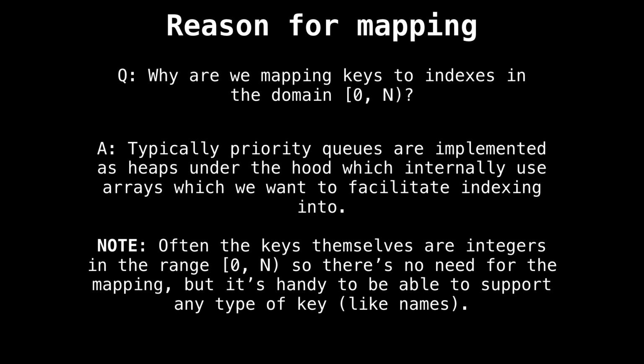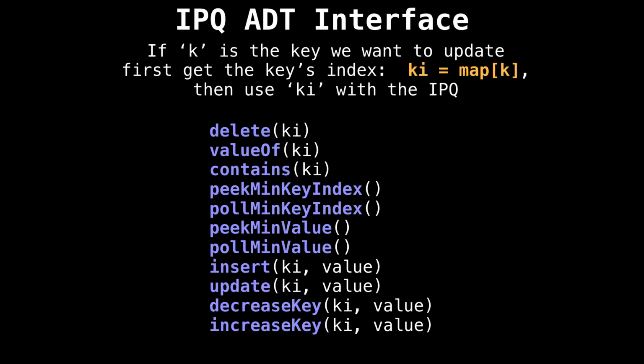I will say though that often, and I mean very often, the keys themselves are already integers in the range 0 to n. So there's no need to actually construct this bidirectional mapping. It's already there implicitly. However, it is handy to be able to support any type of key, such as names or general objects. We can think of an indexed priority queue as an abstract data type with certain operations we want it to support. Here are about a dozen or so operations we want our indexed priority queue to support.